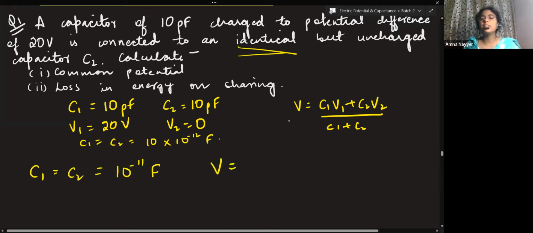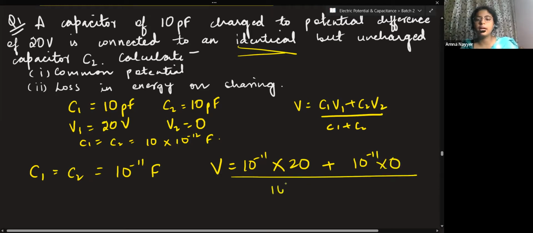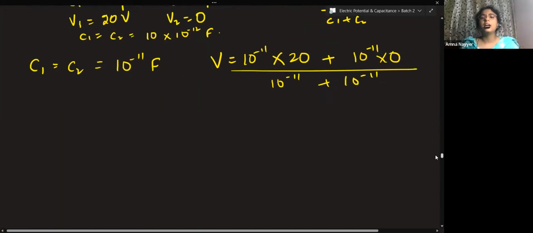V will be what? C1 is 10 to the power minus 11 multiplied by V1, which is 20, plus C2, which is 10 to the power minus 11, multiplied by V2, which is 0 because it is uncharged. So we have taken the second potential as 0, divided by 10 to the power minus 11 plus 10 to the power minus 11. See, this term becomes 0. And V is 10 to the power minus 11 into 20, because this term is 0, so no need to write this term.